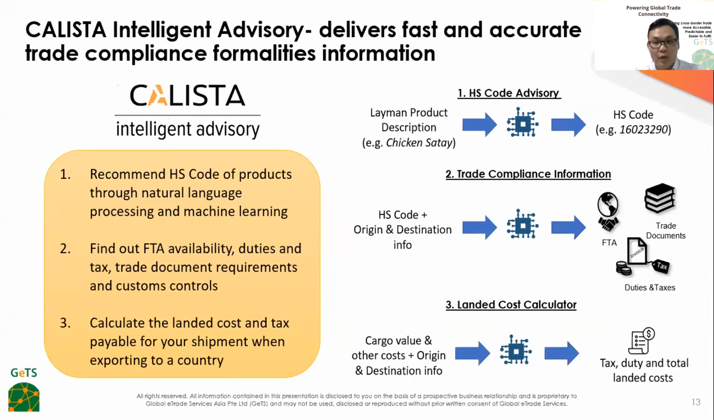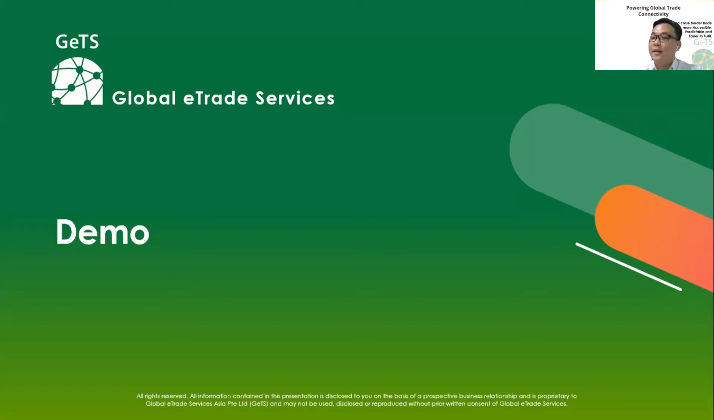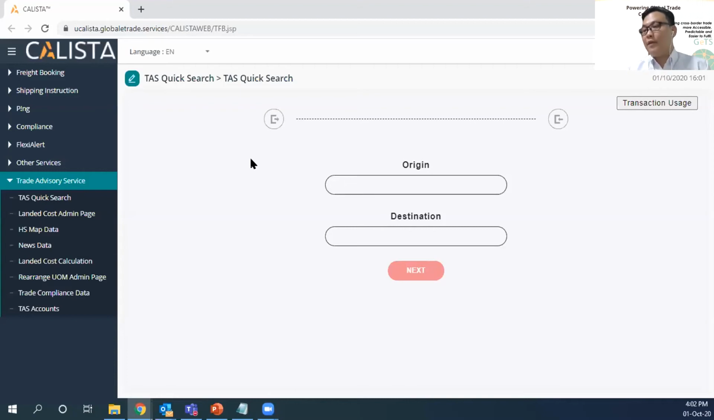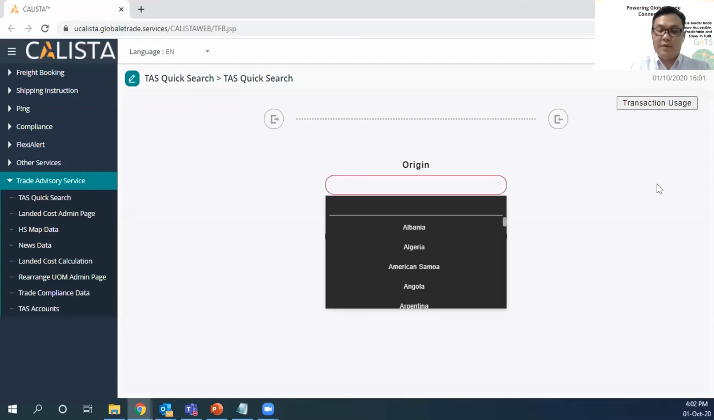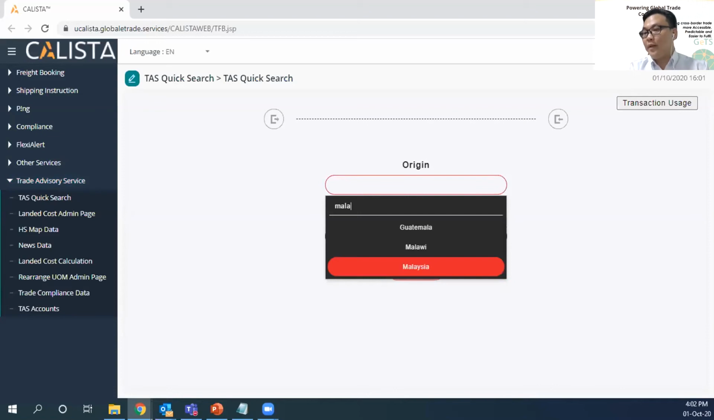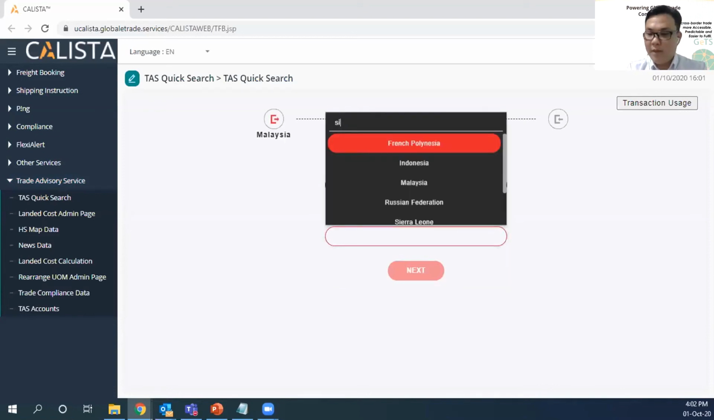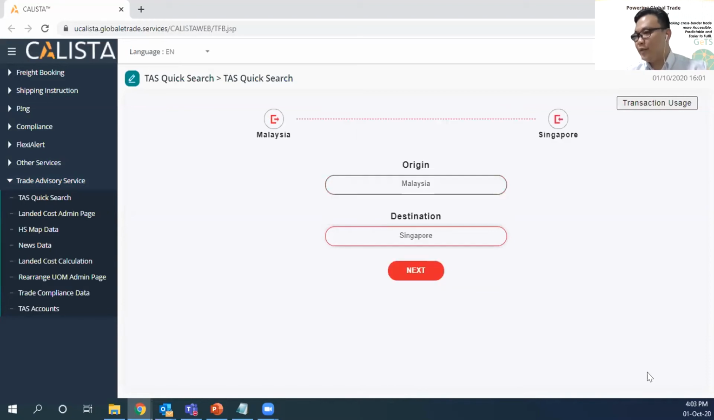Instead, I'm going straight into the demo. All right, allow me to toggle to my demo screen. Okay, so I'll do a quick search. To start off, I'll do this search. Let's say I'm trying to bring something in from Malaysia into Singapore. That's how I want to do the search.